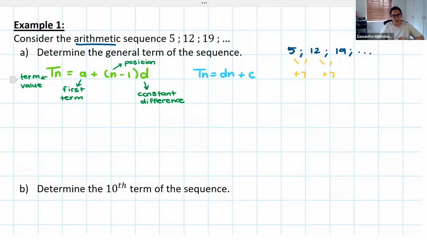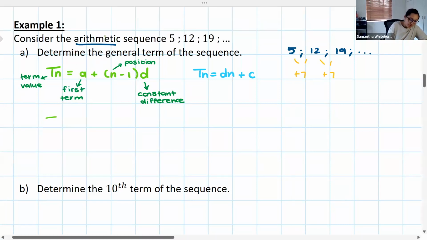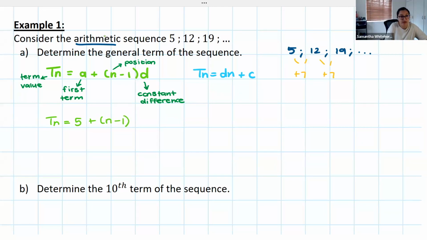Right, I'll deal with the blue in a second. Let's just carry on with this idea over here. So if we're going to go and find our general term, we essentially just substitute in the information that we have. So like I say, 5 is your first term. You're finding a general term, guys. So you're not going to substitute in a value for n because you're not finding a specific term value. You are just looking for a general formula that will give you the value of any term. And then we are multiplying that by our difference, which we've already worked out is 7.